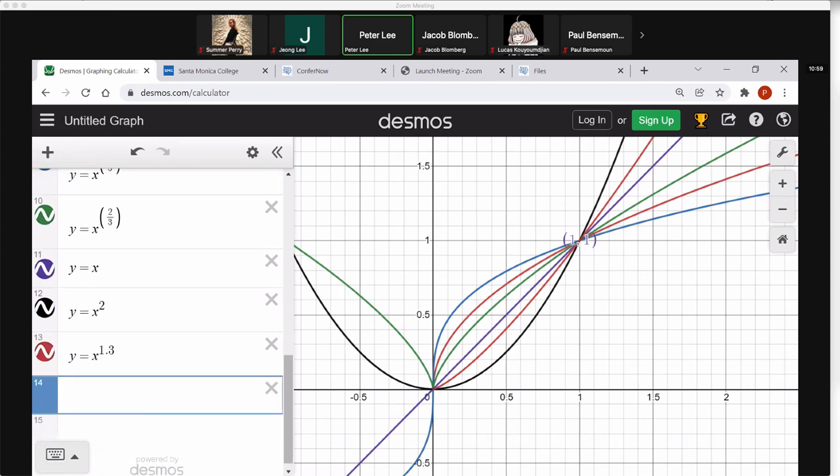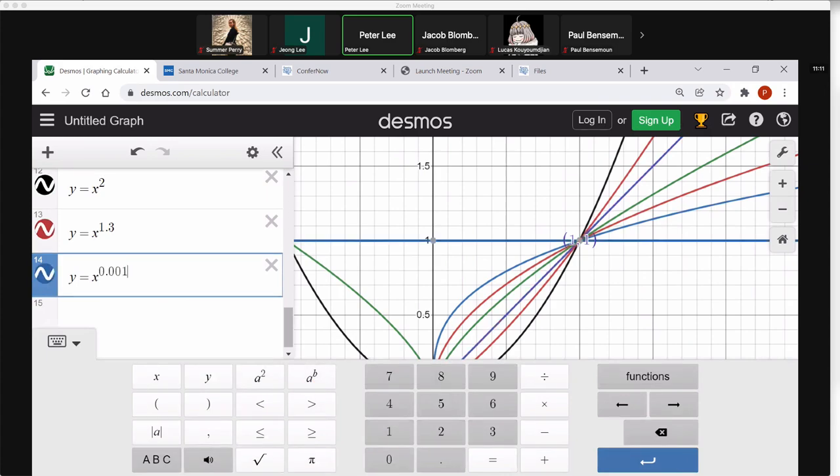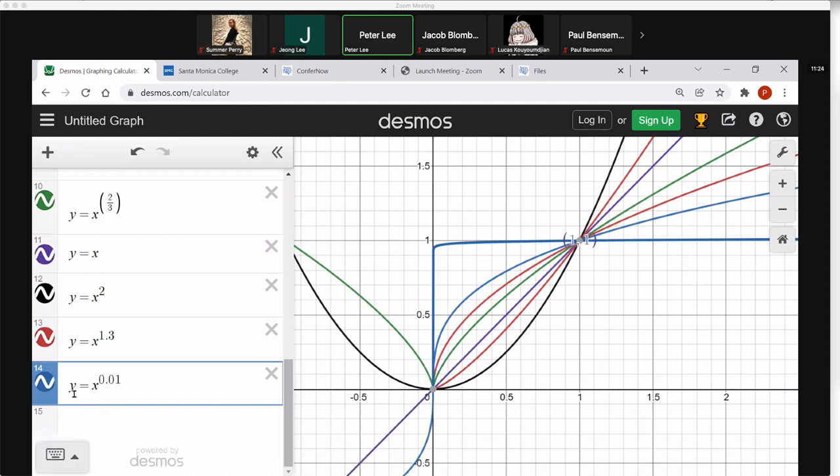What do you think the graph will be if we have, let's say, y equals x to the power 0.0001? How do you think the graph will look like? It's going to look like this. Maybe that's too far. Oh yeah, like that. This one is number 14. This is how the graph looks: y equals x to the 0.01. This is actually the 100th root of x.